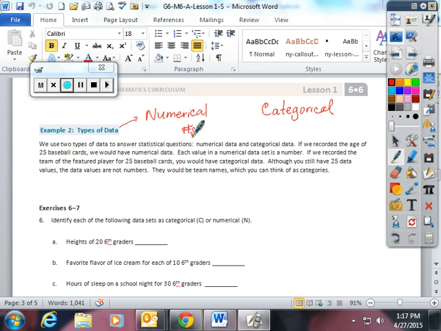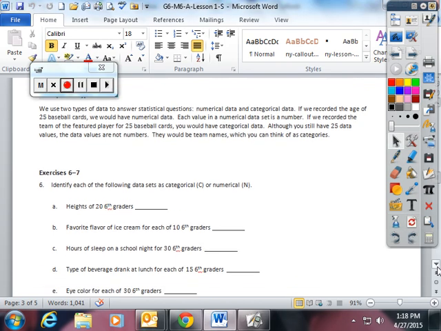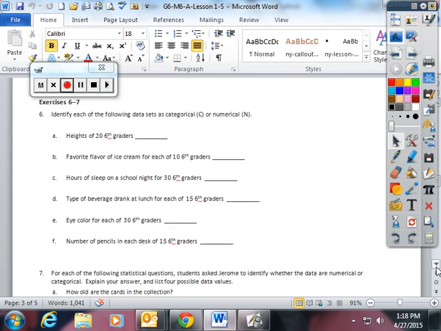We use 2 types of data to answer statistical questions: numerical data and categorical. If we recorded the age of 25 baseball cards, we would have numerical data because that has to do with ages. Each value in a numerical data set is a number. If we recorded the team of the feature player for 25 baseball cards, you would have categorical data. Although you still have 25 data values, the data values are not numbers. They would be team names, which you can think of as categories. So the students and I went through and we did a couple, okay?